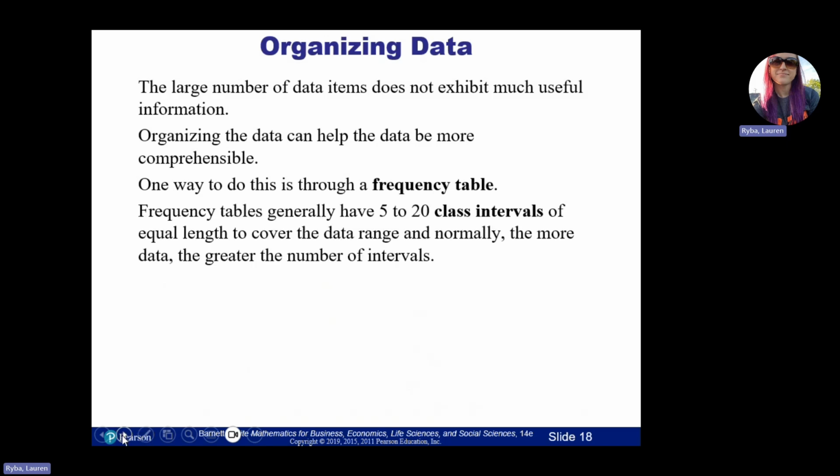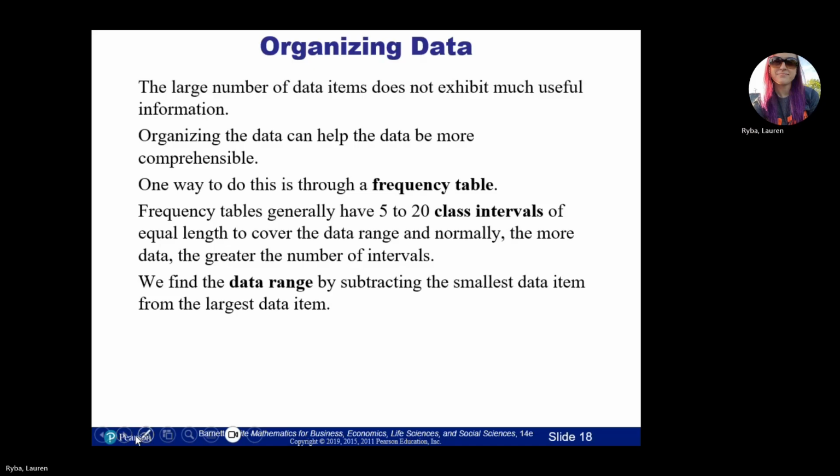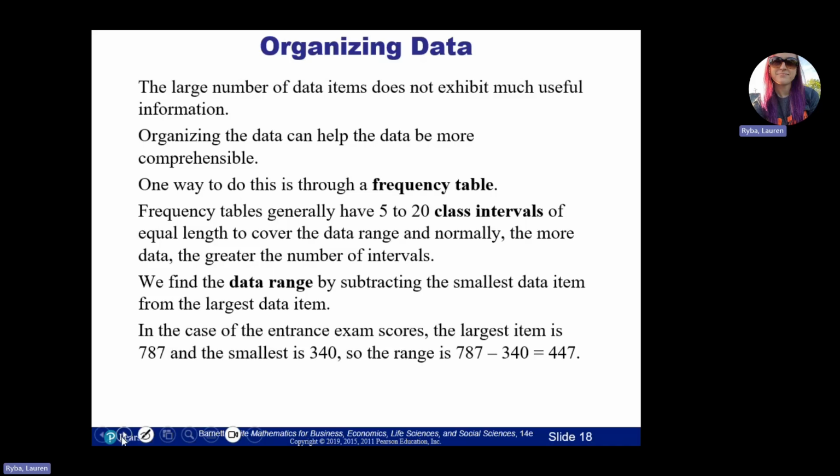So the first thing you generally do is create what's called a frequency table, and that's where you're going to decide how big do you want each chunk to be, and then count how many go in each group. So generally ways you can do that is find your largest and smallest value and then determine how many groups you want, and then you can divide from there. So our largest item was 787. The smallest was 340. So that's a spread of 447. Maybe I want to break it into groups of 50.